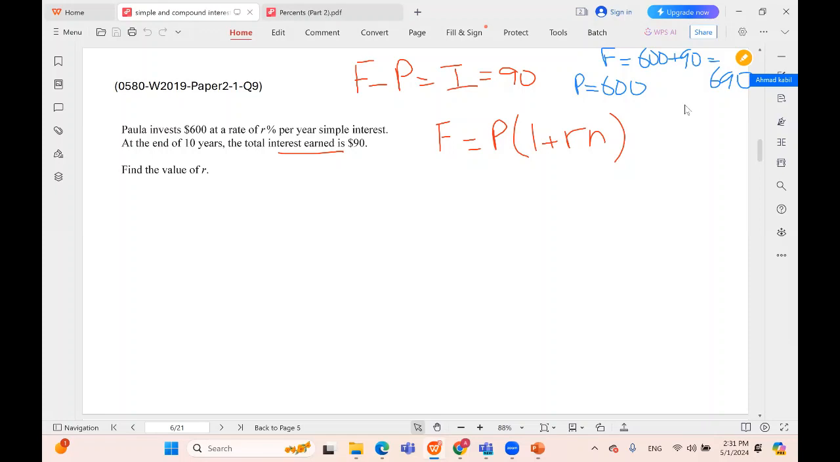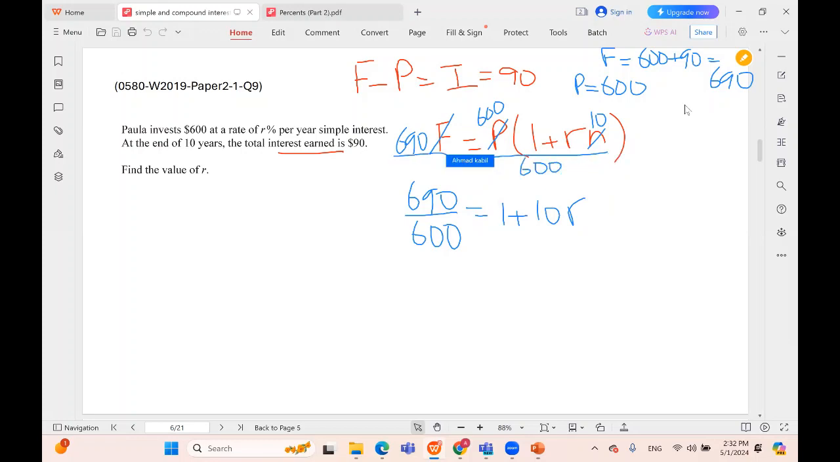Now that we have F and P, we are required to find R. So F here is 690. P is 600. R is just R, and N is 10. So 690 divided by 600 equals 1 plus 10R. So the idea is that I divided both sides by 600, and this 600 here will cancel this 600. So we get 690 over 600 equals 1 plus Rn, or 1 plus 10R. So we can find R by solving this equation.